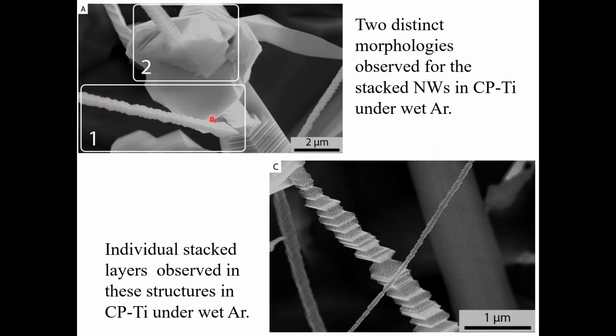There are two different morphologies. These are at the base. These are along the fiber, an interesting structure. And then these also, the stack layers observed in this process. So in the wet argon process, the commercially pure titanium, which is not as robust in dry argon, in wet argon, it's very robust. We don't understand all of this, obviously. Many things are happening.